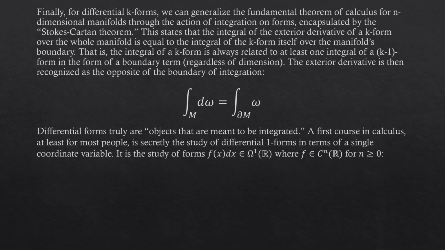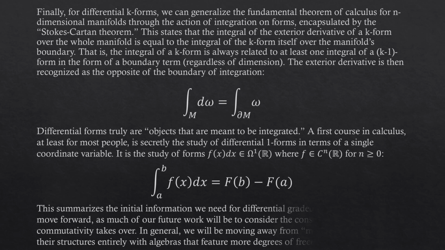So differential forms truly are objects that are meant to be integrated over. And a first course in single variable calculus, at least for most people, is secretly the study of differential one-forms in terms of a single coordinate variable. It is the study of forms f(x) dx that are elements of the space of differential one-forms on the real numbers, where f itself is an element of the algebra of n-times differentiable smooth functions on the real numbers for n greater than or equal to 0. Such that the integral ranging from a to b of f(x) dx is equal to the antiderivative function evaluated at b minus the antiderivative function evaluated at a.